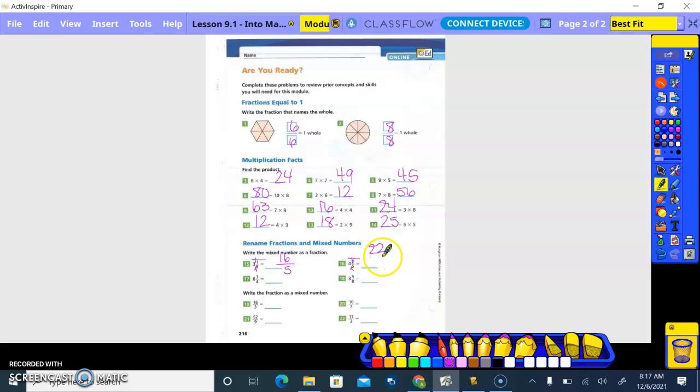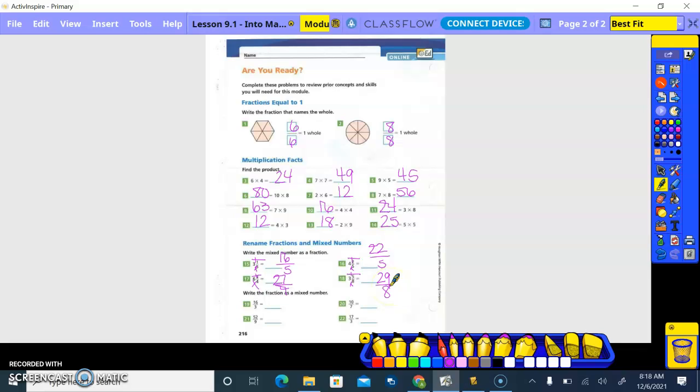So 22 over 4. Okay, multiplication sign, plus sign. So 4 times 6 is 24, plus 3 is 27/4. Okay, 3 and 5/8. Multiplication, plus sign. So 8 times 3 is 24, plus 5 is 29/8.